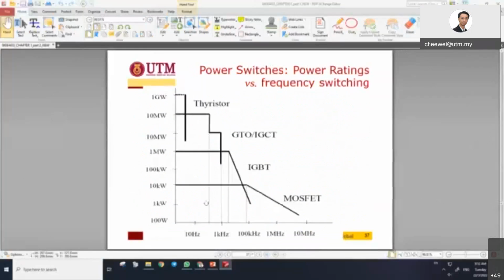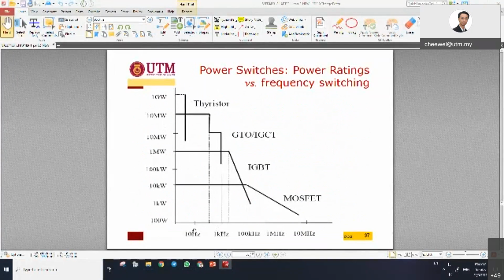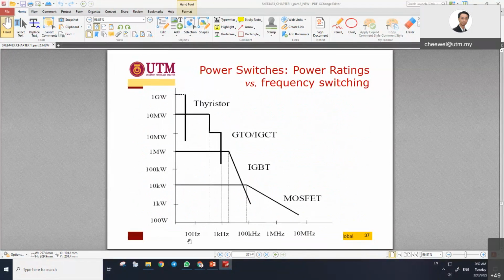That will be a summary of all the devices working in different ranges of frequency. At the bottom here you have frequency from low to high, and from low power to high power on the y-axis. If you can remember this diagram, then you can easily identify which device is suitable for which particular application.